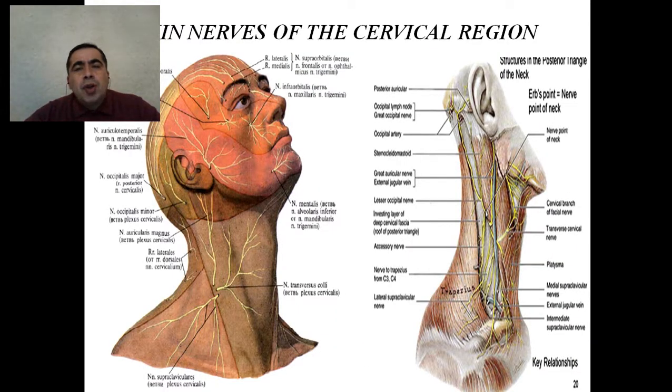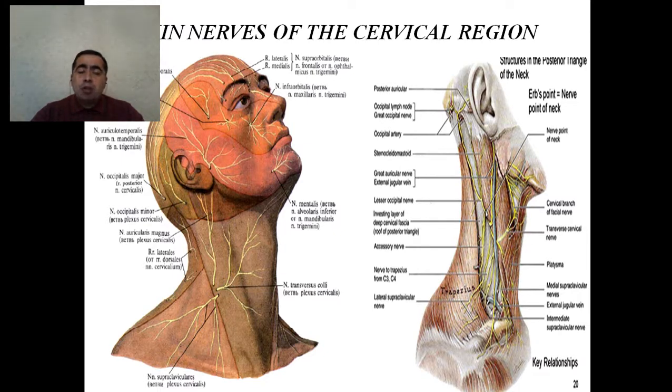Skin nerves of the cervical region are very important for providing some injections and for understanding the perception of impulses, especially touch, temperature, and other kinds of general reception. The skin nerves of the cervical region, especially the anterior region of the neck, are branches of the cervical plexus.